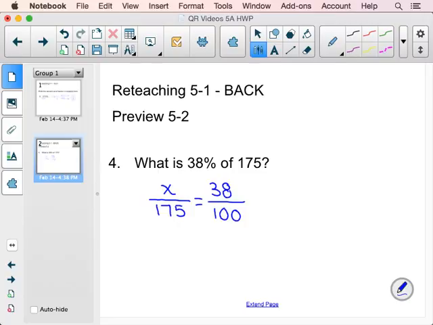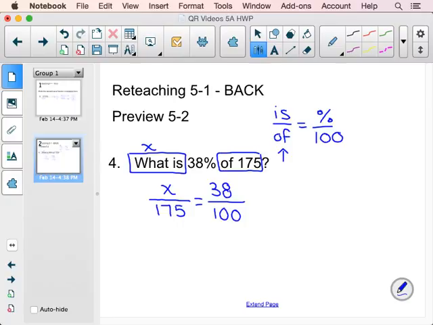You may also have heard of a saying of is over of equals percent over 100. And if you notice in this sentence, the 175 is by the word of, so it's going to go in this denominator spot. And the word what would mean like our variable, x. That's going to go in the is spot because that's the part.